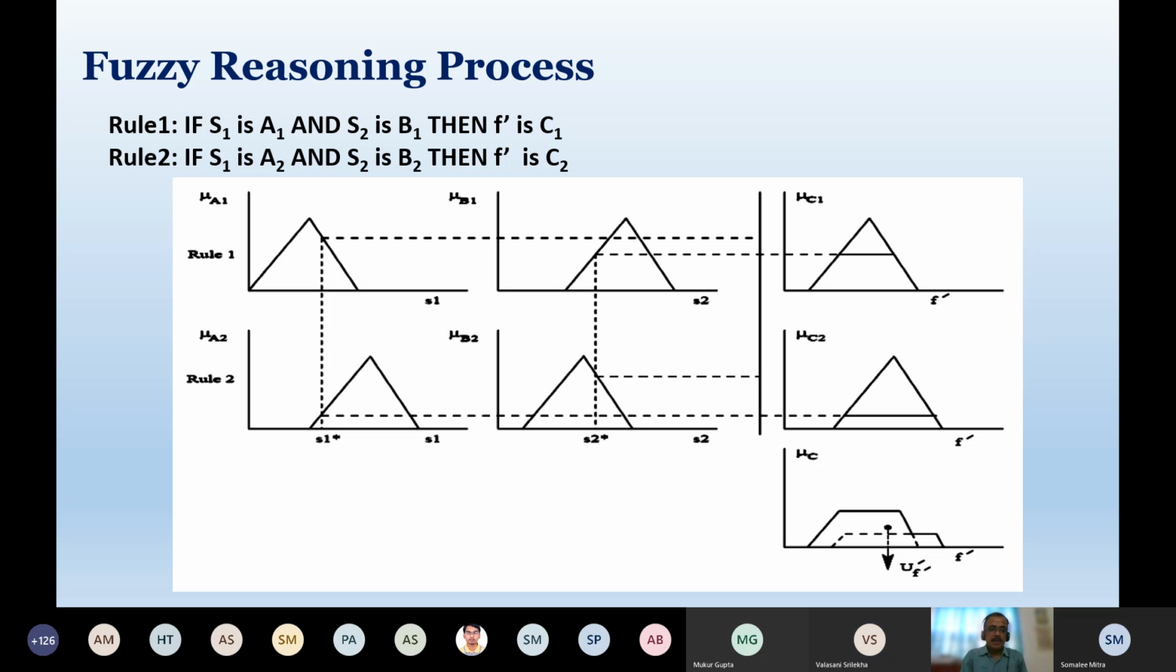Now, the moment I'm passing S1 star and S2 star, I'll be getting what?